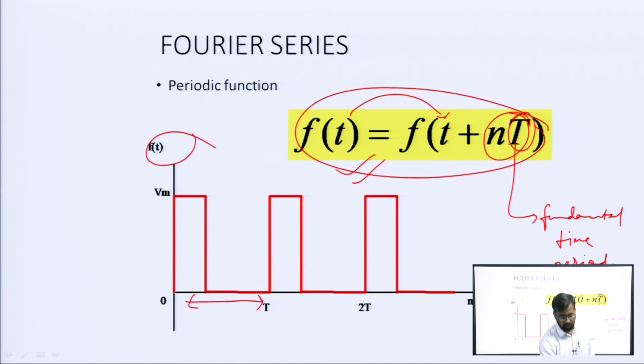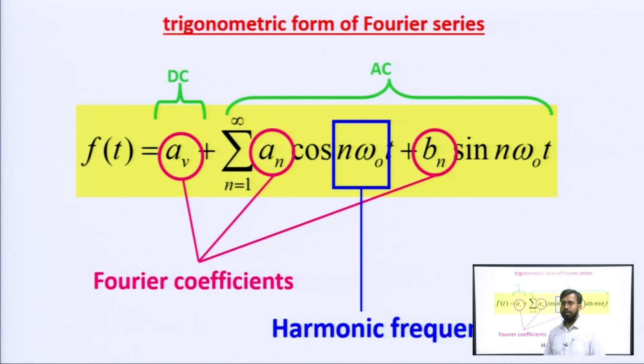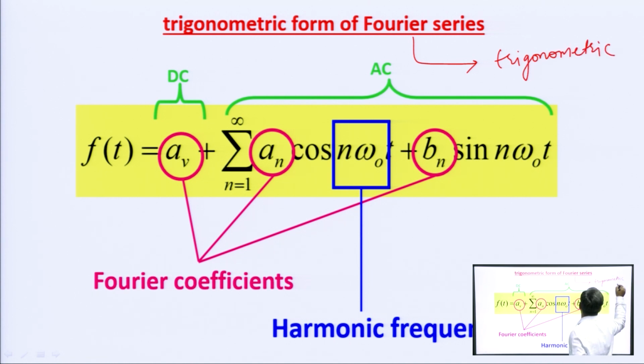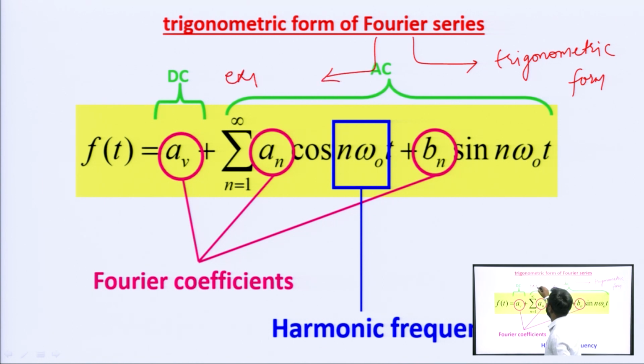Now we have seen the conditions required for representing a function in its Fourier series form. Now how do we represent it, and what are the different quantities or points to remember? A function which satisfies the Dirichlet conditions can be represented in a trigonometric form. Basically there are two forms of Fourier series: one is the trigonometric form and the other is the exponential form.